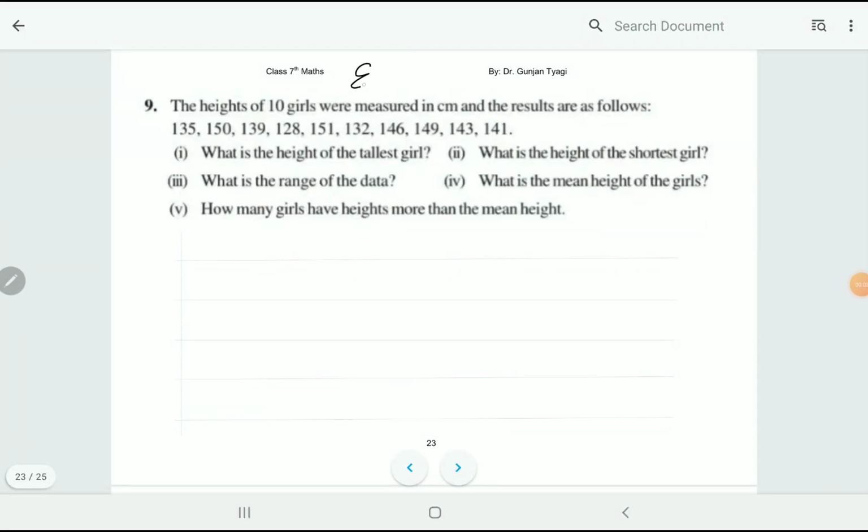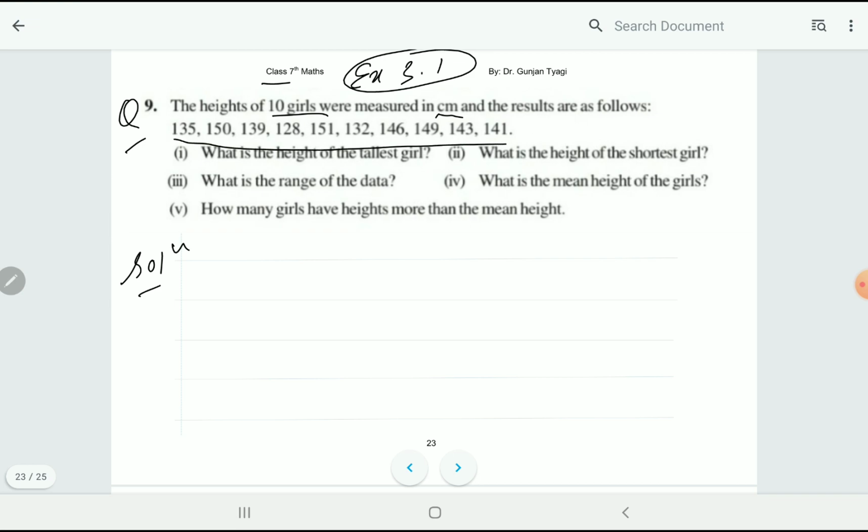In this lecture we are doing exercise 3.1 question 9 for class 7th data handling. So let's solve the question. First of all, we read the question. The heights of 10 girls were measured in centimeters and the results are as follows. These are the data of the height of 10 girls in centimeters. In the first part, what is the height of the tallest girl?